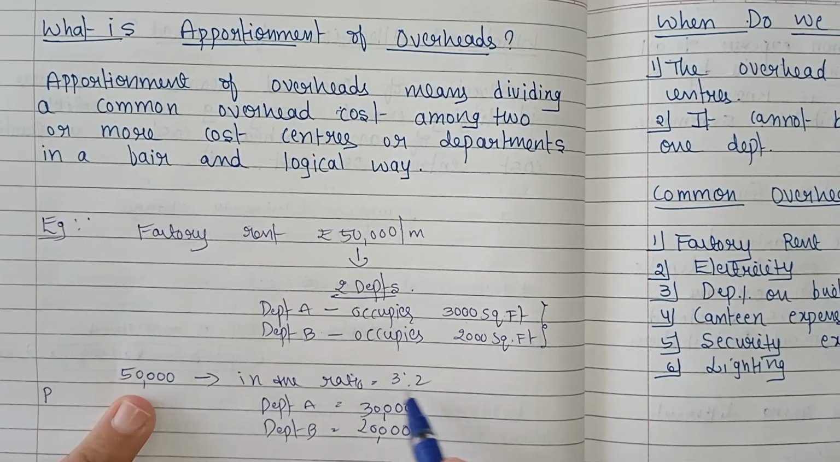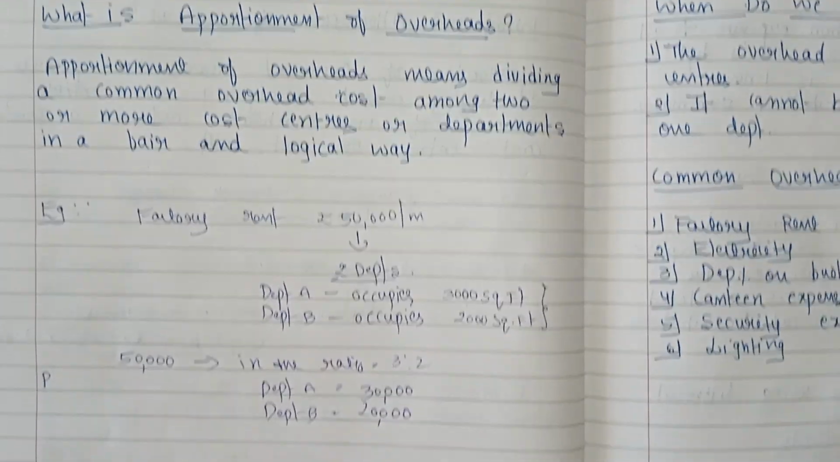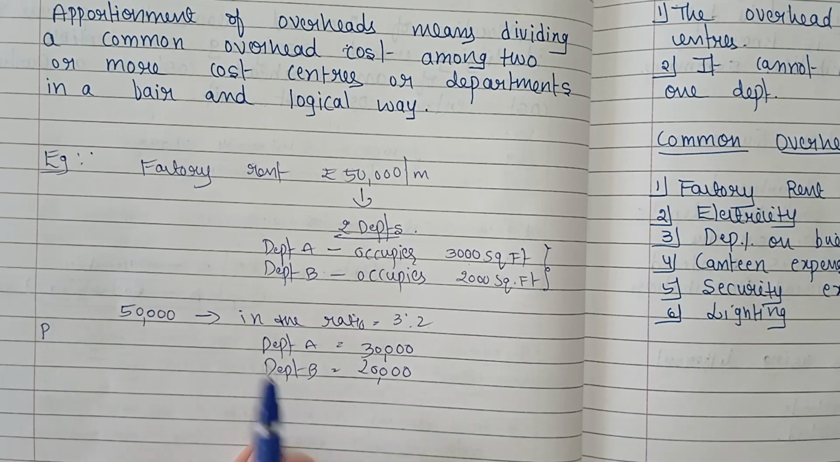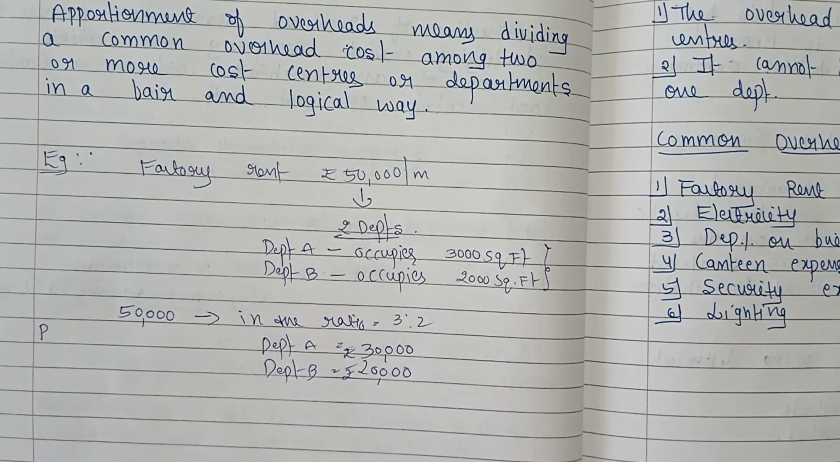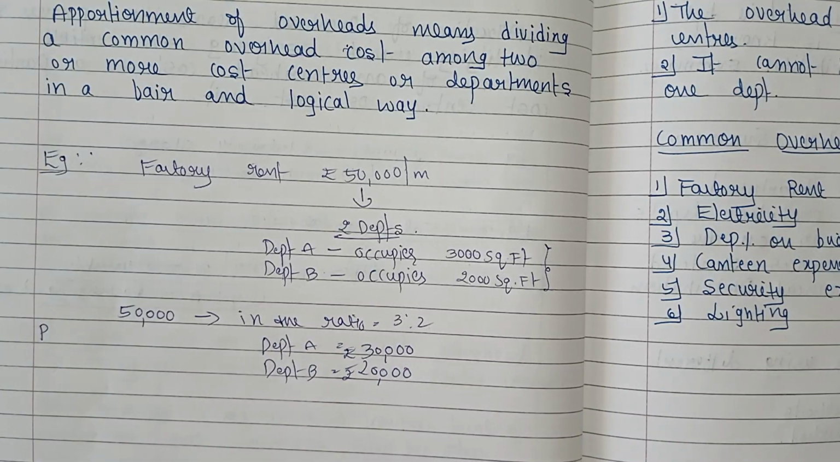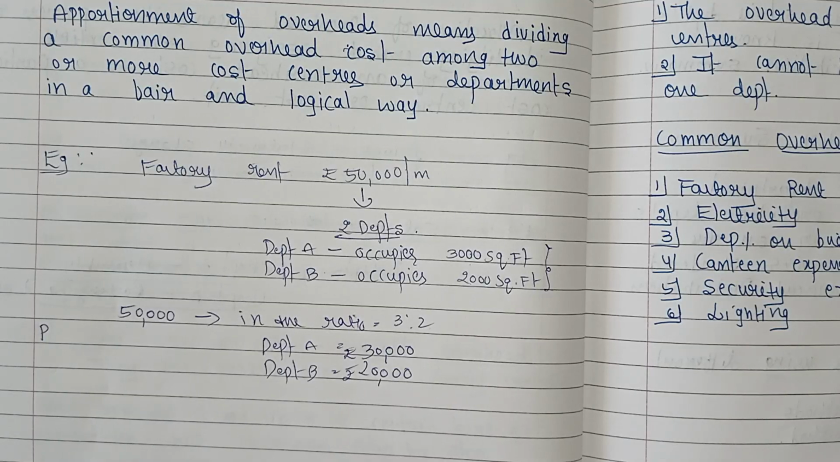Just 50,000 into 3 divided by 5. In that way we need to calculate. That is department A will get rupees 30,000 and department B will get rupees 20,000. Clear? So I hope this is clear to you all. That is apportionment of overheads.